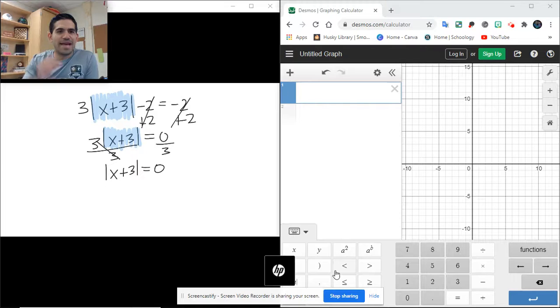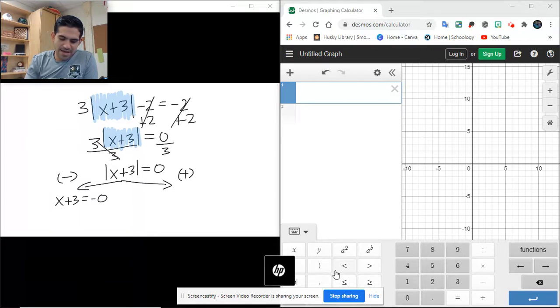Now that the absolute value is by itself, we can get rid of the lines and do the negative side and the positive side. Now, if you notice, we're dealing with 0. Can you really have a negative 0 and a positive 0? Not really, right? Now, I'm going to show you how it works. We're going to have x plus 3 equals negative 0 and x plus 3 equals positive 0. Just to show you how we have a negative and a positive, but the answer is going to be the same because there's really no negative 0.